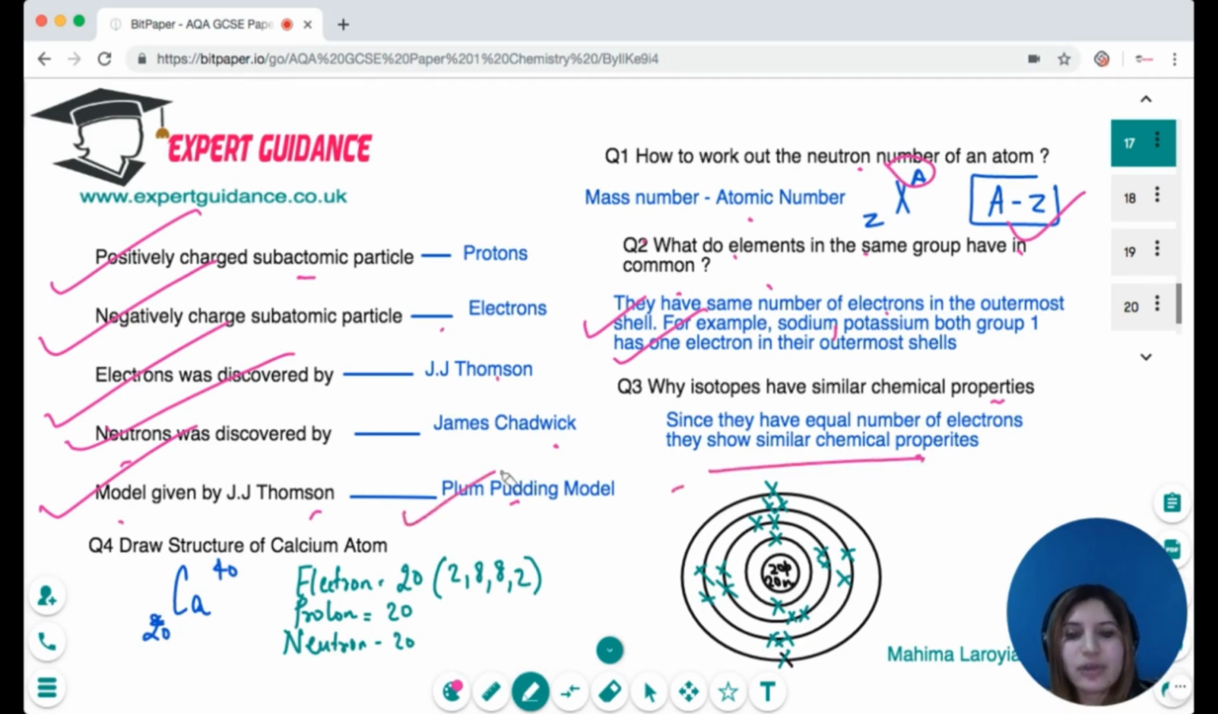Next is to draw the calcium atom. Now calcium is 40 and 20, so it means electron, proton and neutron number all is 20. Electron configuration will be 2,8,8,2, so we'll draw a calcium atom. I've just drawn a tiny nucleus. You can draw a bigger nucleus showing 20 positives and 20 circles with no charge. So I've written 20p and 20n, and then you have to show 4 shells. 2 electrons in the first shell, 8 in the second, 8 in the third, and 2 in the last. Okay.